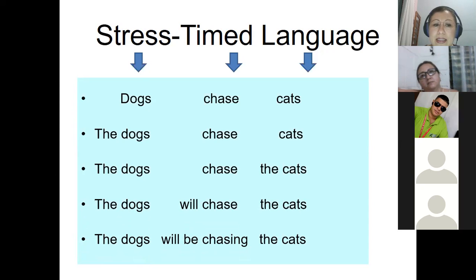Dogs chase cats. The dogs chase cats. The dogs chase the cats. The dogs will chase the cats. The dogs will be chasing the cats. So it's like this, okay?